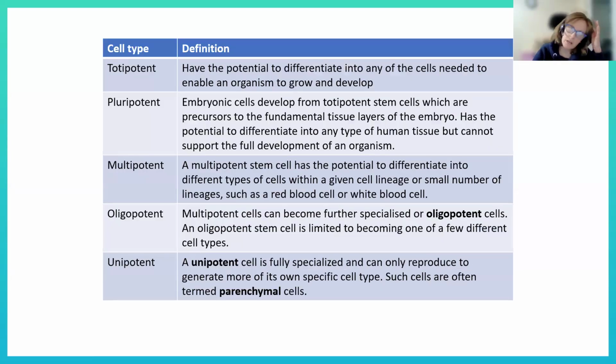So here are the different cell types that we might be considering. So totipotent cells have the potential to differentiate into any of the cells needed to be able to grow an organism. So these are found in the embryo. And then we have pluripotent embryonic cells, which develop from these totipotent cells. And these are the precursors to the fundamental tissue layers of the embryo. So they have the potential to differentiate into any type of human tissue, but cannot support the full development of an organism.